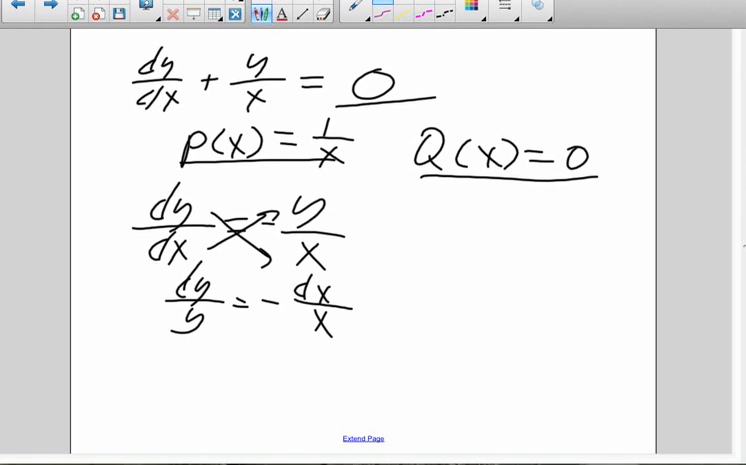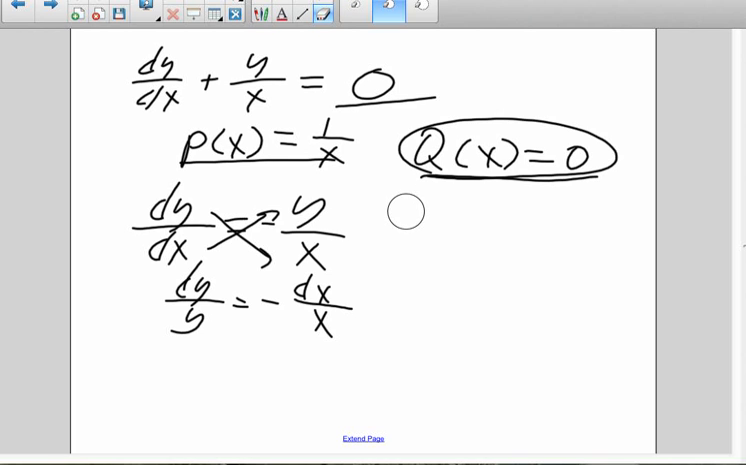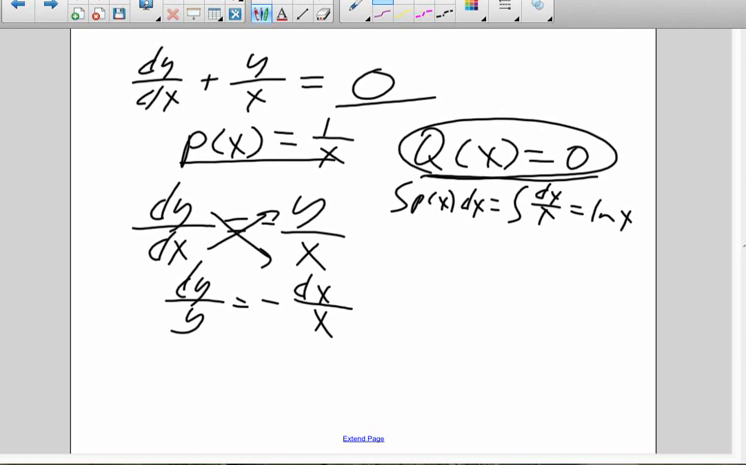Now you notice I'm not using any of these. You can plug it in if you want, but what's going to happen is the q of x, which is 0, times our u of x. Let's go ahead and do this. Let's find our u of x. So the first thing we need to do to find our u of x, if you remember, is to integrate p of x dx, which is the integral of dx over x, which is natural log of x.